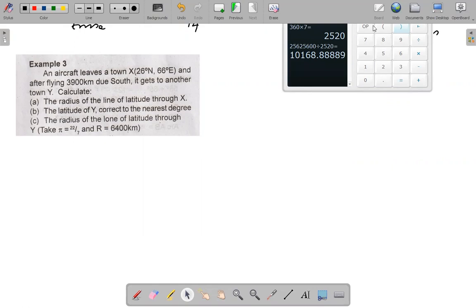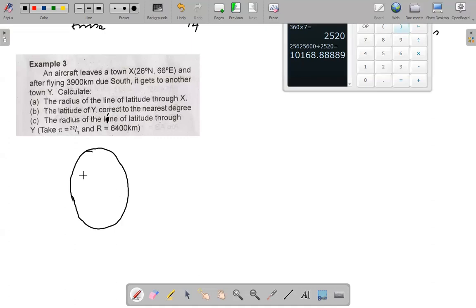Example 3. An aircraft leaves a town X, which is on latitude 26 degrees north, longitude 63 degrees east, and after flying 3,900 kilometers due south, it gets to another town Y. Calculate A, the radius of the line of latitude through X, B, the latitude of Y, correct to the nearest degree, and C, the radius of the line of latitude through Y. First of all, let's represent this information on the globe, putting out the latitude and the longitude in question.